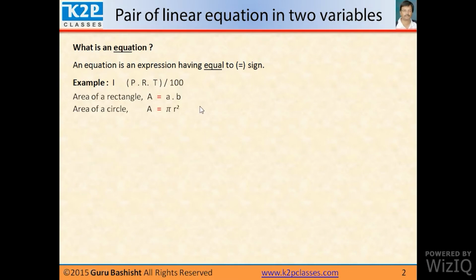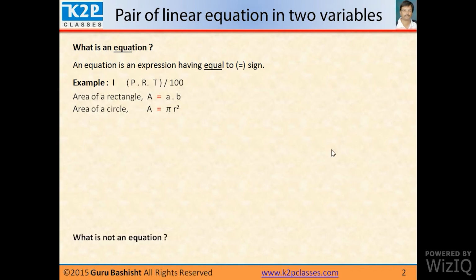Take another example. Area of rectangle A equal to A into B. Area of circle A equal to pi r square. Here in all the equations, you can see the equal to sign. Since it has an equal to sign, it is an equation.